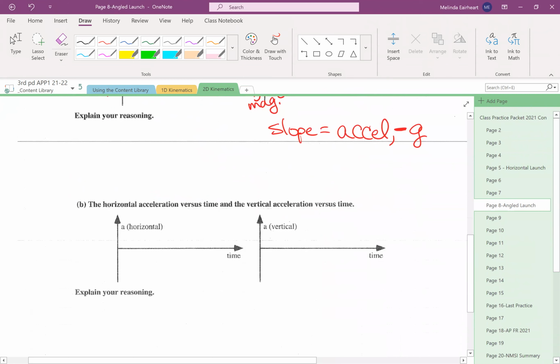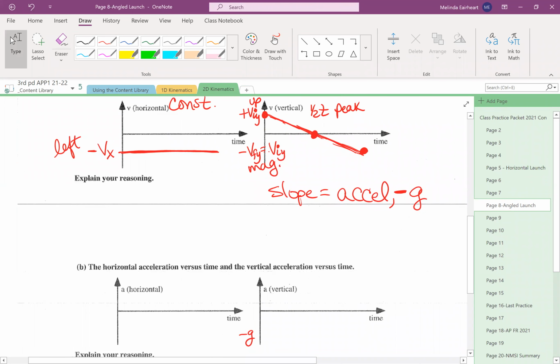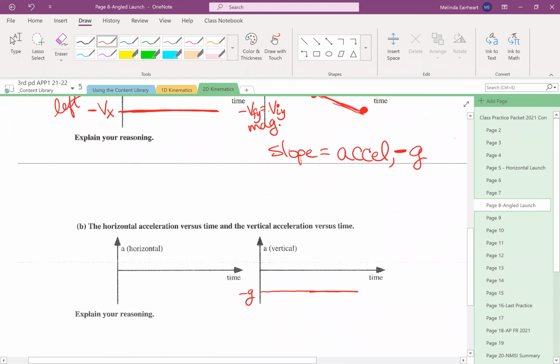All right, what about the acceleration graphs? We just said what in the vertical? Let's do that one first. We said you have negative g for the acceleration, right? Or slope, it's a constant velocity slope, right? And so we should have negative g, constant and downward. And then what about horizontal? Horizontal acceleration? A big fat 0, constant at 0, right? Neglecting air resistance.